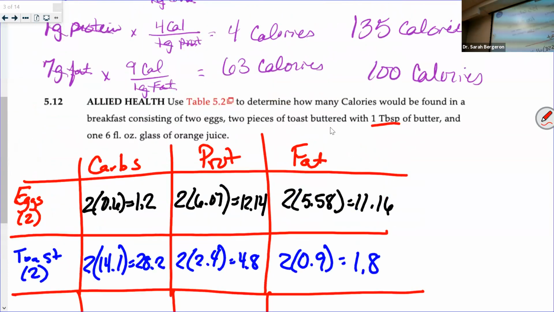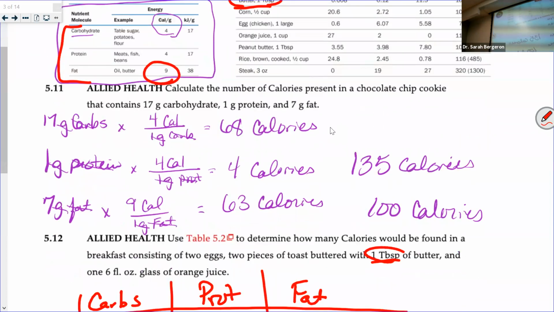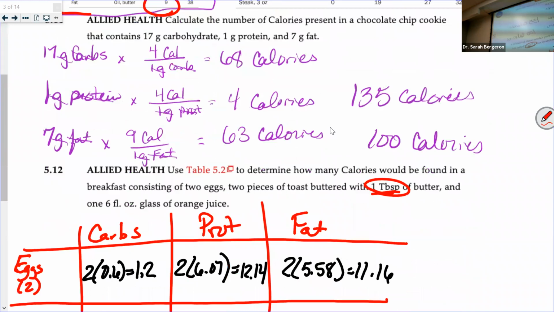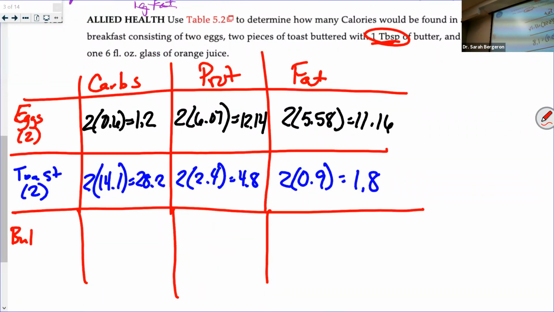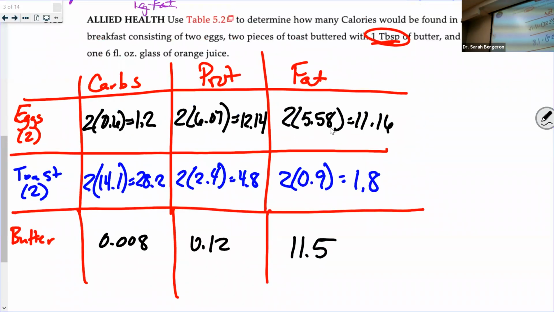Okay, so what do we do? 1 tablespoon of butter. So we got to come up here and find our butter. We don't have to multiply by anything because 1 tablespoon, 1 tablespoon: the amounts match. Okay. So this is my butter. It said 0.008 for carbs. Protein, and then fat. Should be a lot of fat. 11.5.